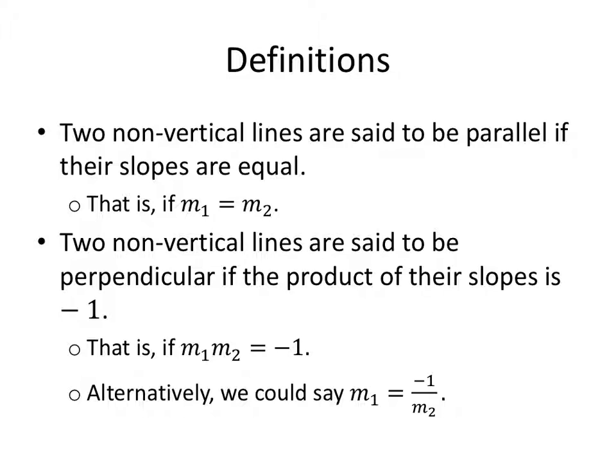All right, so two non-vertical lines are said to be parallel if their slopes are equal. So literally equal, the same thing. Two non-vertical lines are said to be perpendicular if the product of their slopes is negative 1. So if you multiply the values of the two slopes together, you get negative 1. Or if I want to solve for m1, I can divide both sides by m2, and we could say that one slope is the opposite sign and reciprocal of the other. So I'll use opposite in terms of sign and reciprocal a lot of times for my perpendicular lines.